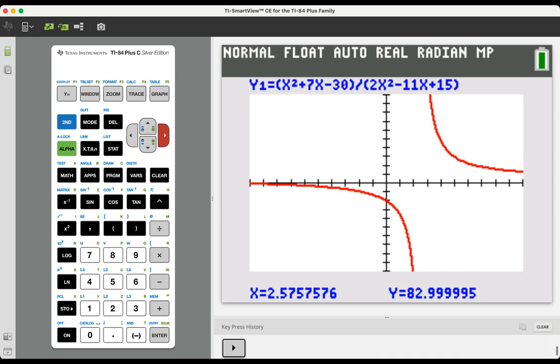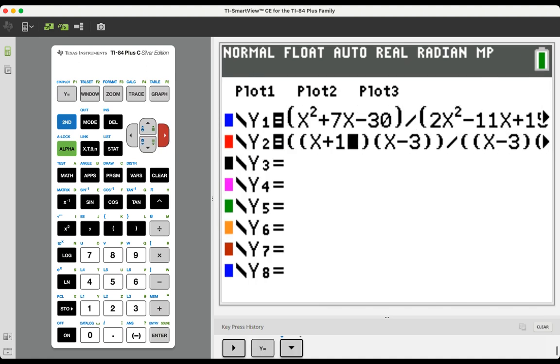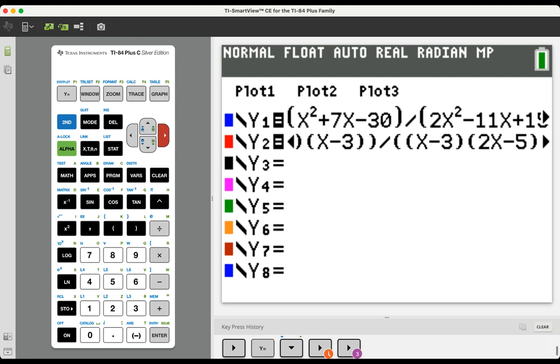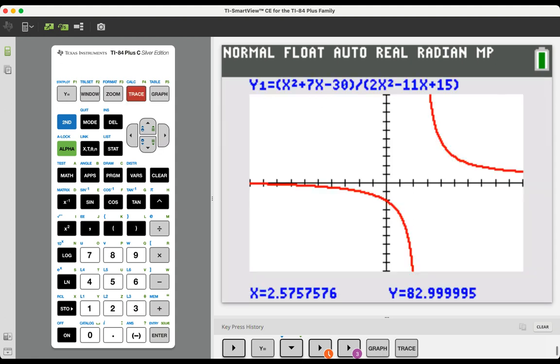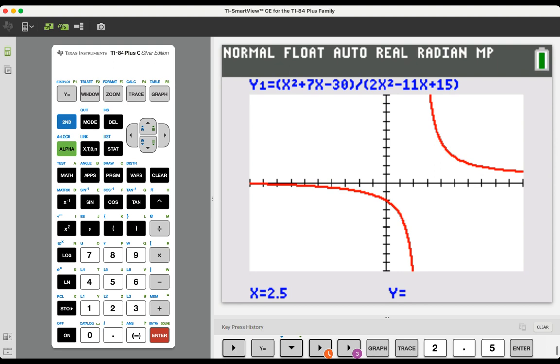And that comes from our second factor. So we go back to our factored form and scroll all the way down. We have our other factor of 2x minus 5 contributing x is equal to 2.5 to our restricted domain. So let's go back into the graph. We'll trace one more time. This time we'll enter 2.5, and we'll see that it has no value there either.